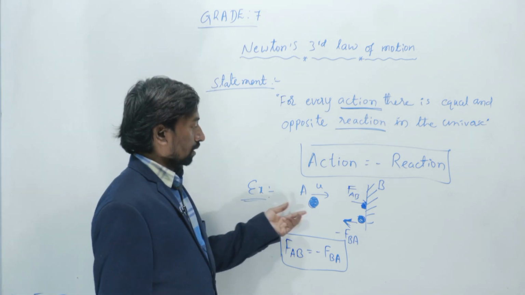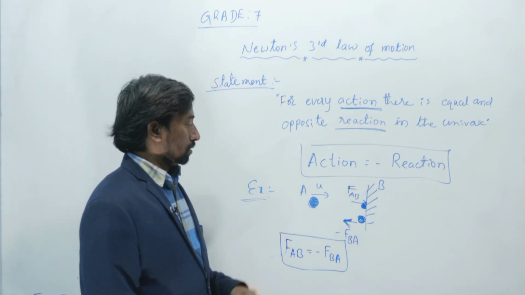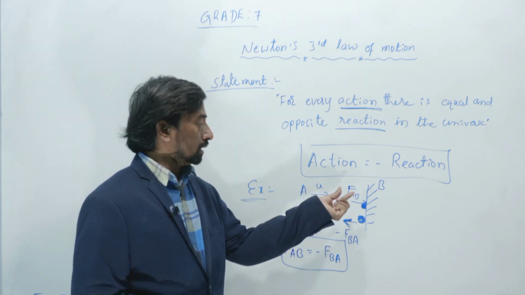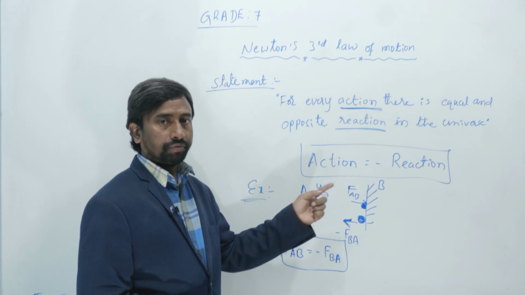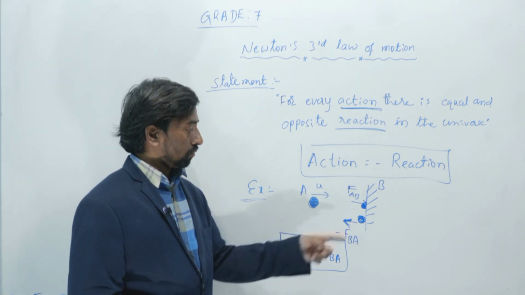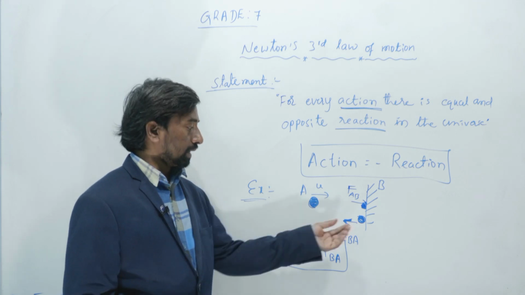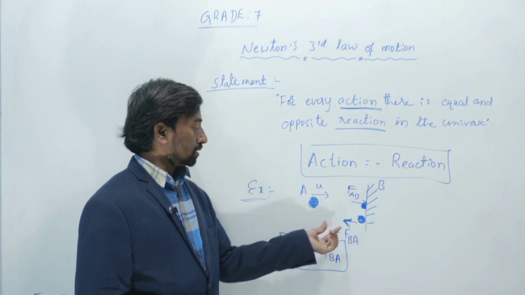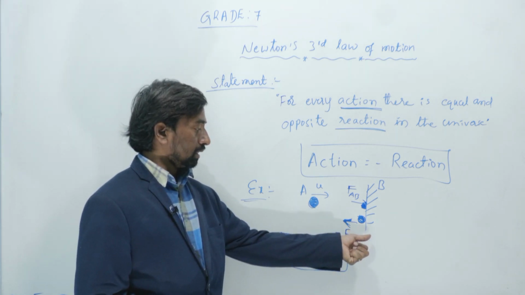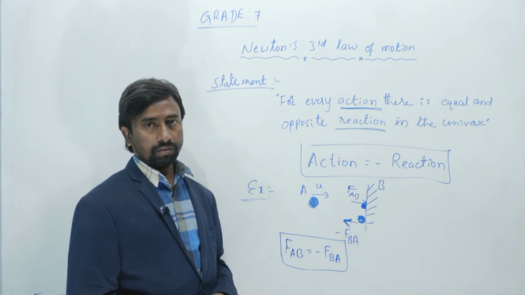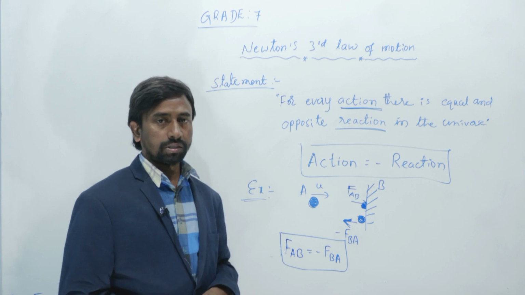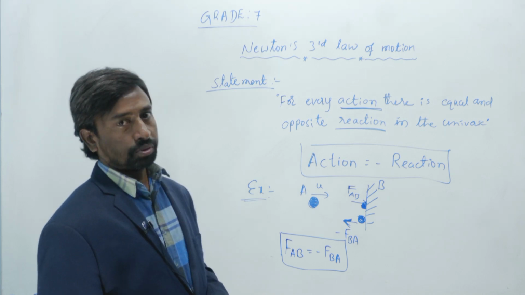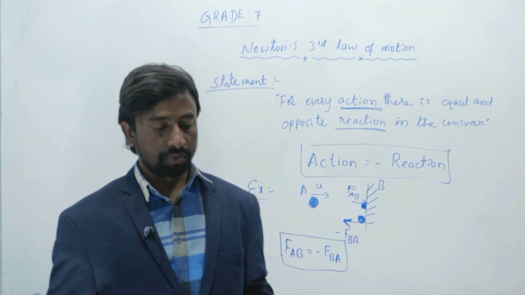If you take the example of a ball and a wall, two objects. If the ball is thrown onto the wall, then the ball applies a force on the wall. That is called the action, F_AB. In the reaction, the wall applies a force on the ball. That is the reaction force. Due to that force, the ball comes back to the same side. The reaction is exerted by the wall on the ball in the opposite direction. Both action and reaction are equal, but in opposite directions. This is Newton's third law of motion, and there are many examples.